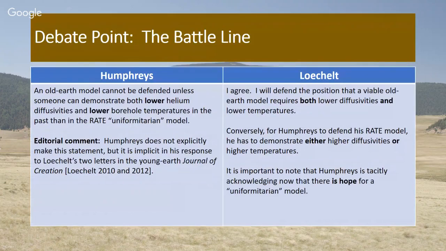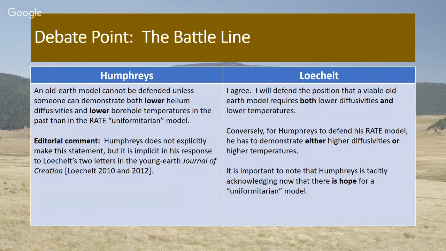And since Humphreys wasn't here to debate in person, I've tried as much as possible to pull his comments out of the few writings where he has addressed my work, and try as best I can to portray his position side by side with my position and give a response. So what Humphreys said in regard to my models is that the old Earth model can't be defended unless you can demonstrate both lower helium diffusivity and lower temperatures than in the model they used.